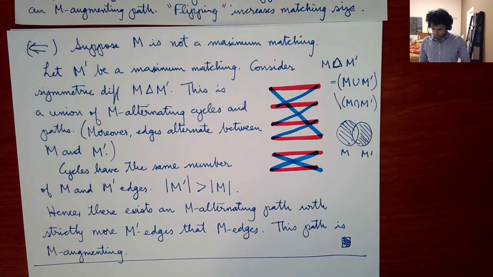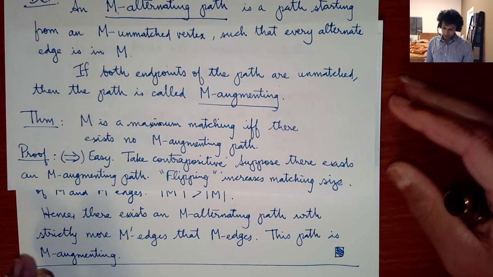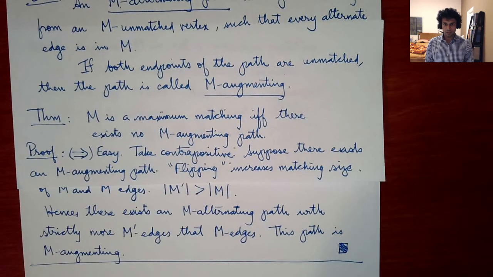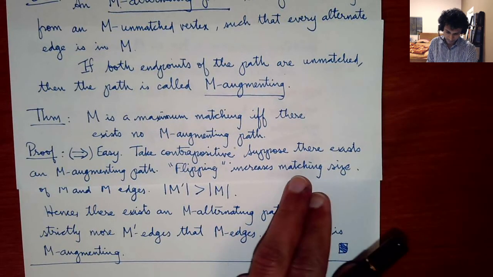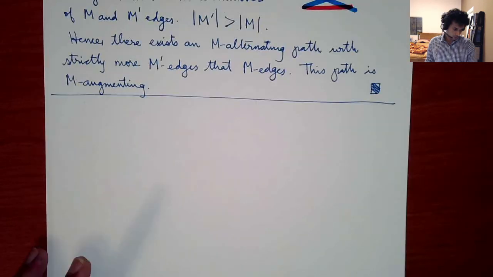Okay, so what we have proven right now is this theorem about augmenting paths. M is a maximum matching if and only if there exists no augmenting path. Equivalently, if M is not a maximum matching, then there exists an augmenting path. And so the business of the algorithm is simply to find an M augmenting path. And I will repeat sort of what I said about Ford-Fulkerson over here.